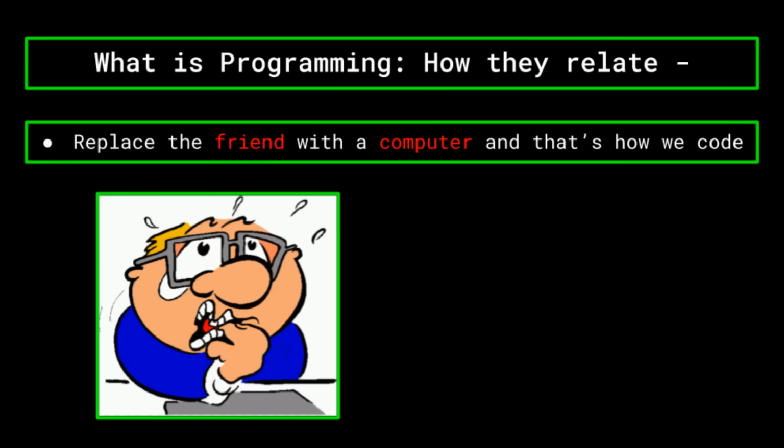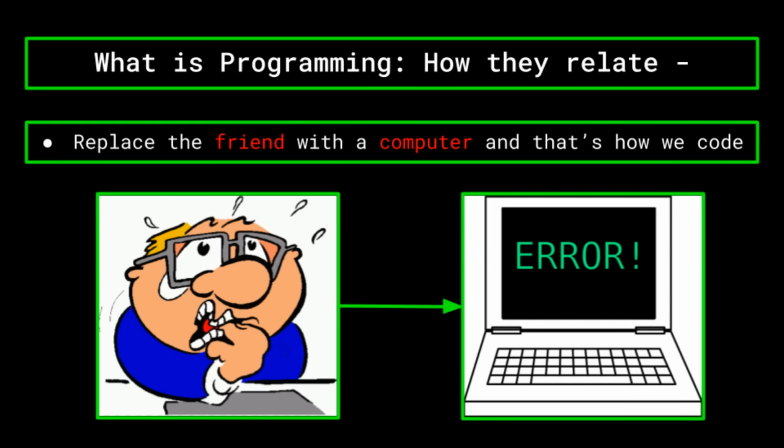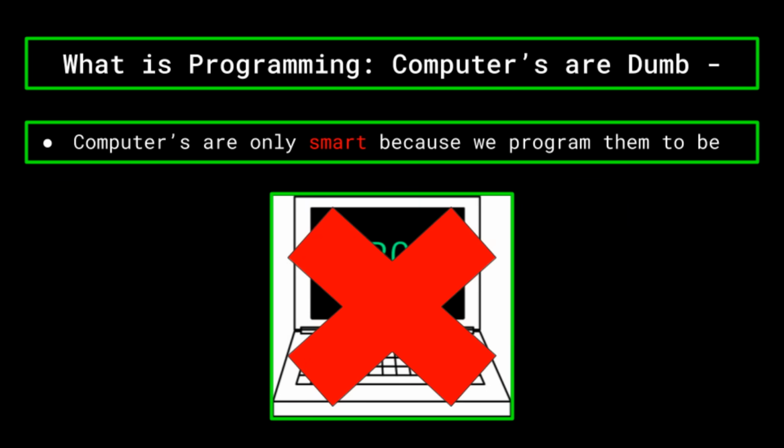Instead of a less than intelligent friend, you have a less than intelligent computer. And instead of instructions on how to build a Lego set, we are feeding it information on how to complete a program, like a game or a web application. An important thing to note is that computers are actually very dumb. We built them up to be this super sophisticated piece of technology, when in actuality, a computer's main functionality comes from how we manipulate it to serve our needs.